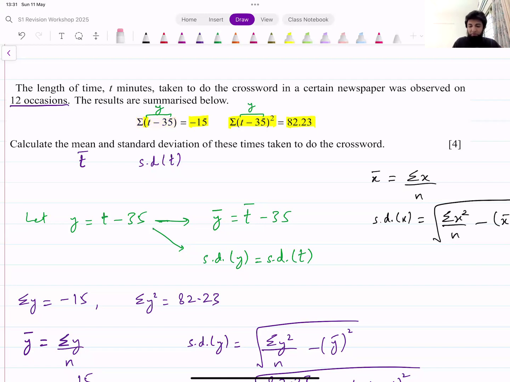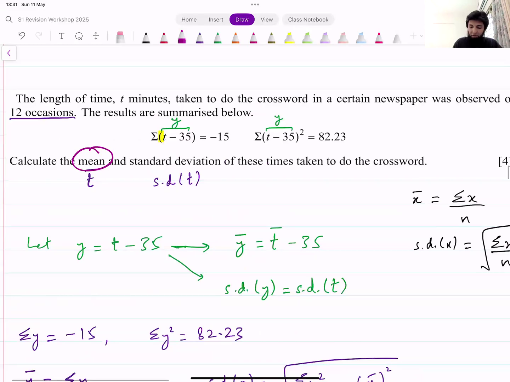What you would do in such problems, they're asking you, for example, in this case, to find the mean and the standard deviation of the times. Times are represented by t. So we want to find the mean of t and the standard deviation of t. The information that we're given is not for t, that's for t minus 35.